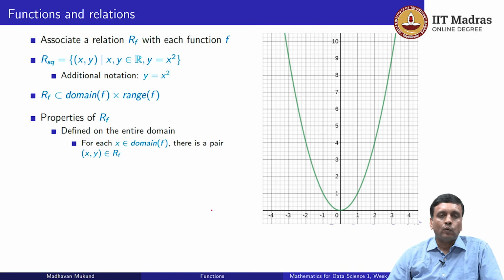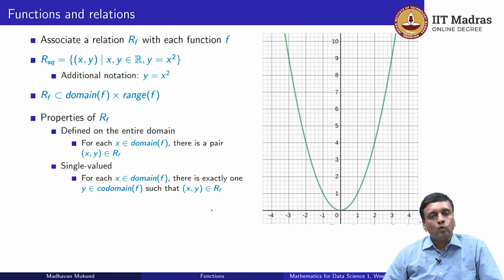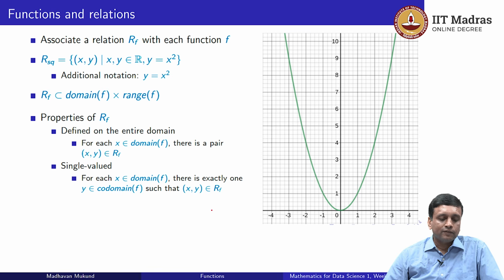So there must be a y such that x comma y belongs to the relation Rf. The other property is that this is a rule for producing an output from an input, so there can be no confusion about what the output is. So for each x that we feed in as a domain value to the function, there must be exactly one output value f of x that we get out. So there is only one y in the codomain such that x comma y belongs to Rf.